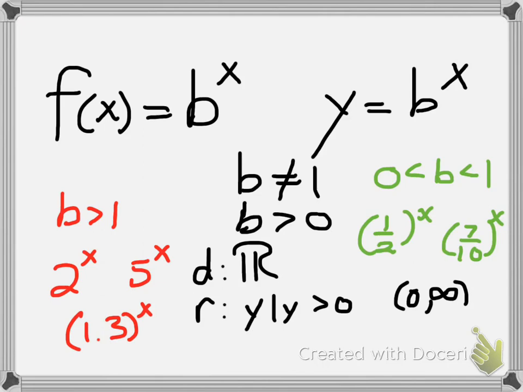This also means that we have a horizontal asymptote at y equals 0. And these are common both, as I said, to exponential growth and exponential decay. The common domain, the common range, and the common horizontal asymptote.